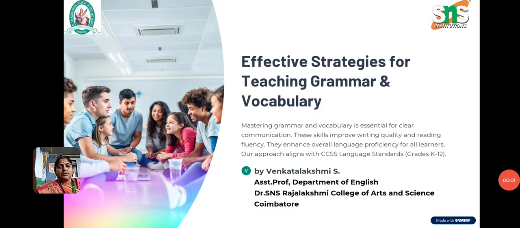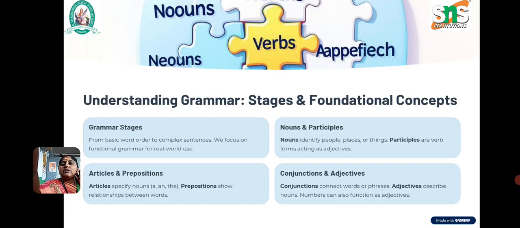Today we are going to discuss the strategies for teaching grammar and vocabulary. These are the skills we need to improve our writing as well as the reading approach. So, understanding grammar, stages, and foundational concepts.